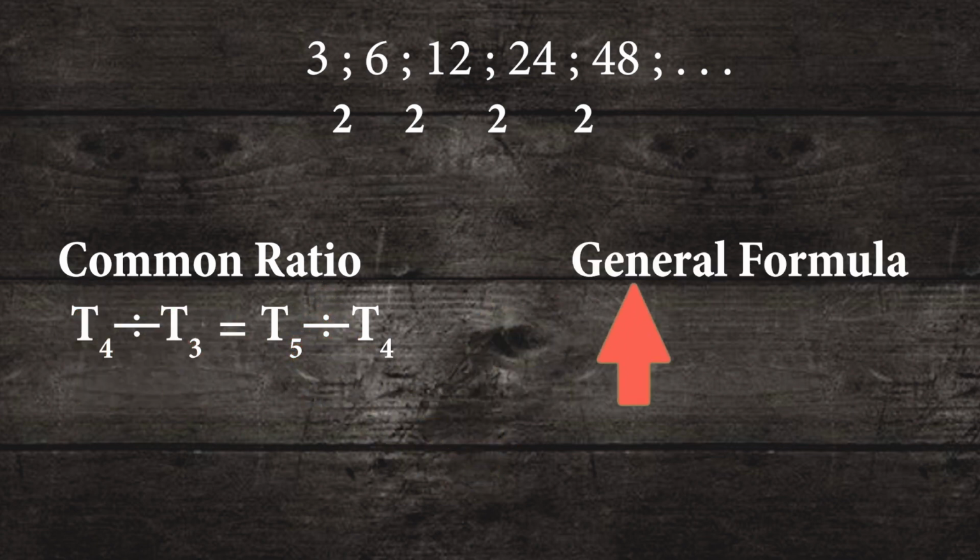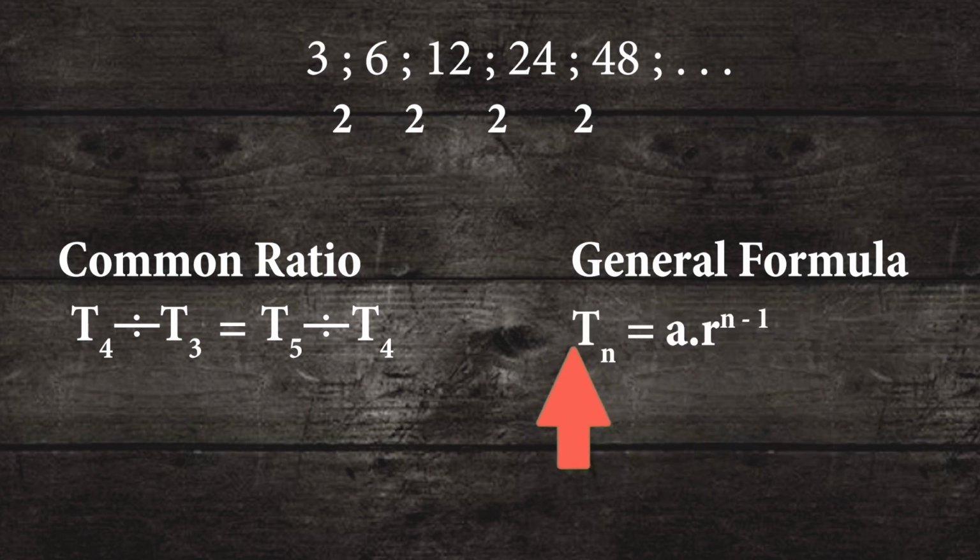Now, the general formula of a geometric series looks like this. The term in the nth position is equal to a times r to the power of n minus 1. What we would like to do is find the numerical value for a as well as r. Well, a is the first term in the series. It is term 1. That is what a is. And r is the common ratio. Now let's look at an example and how we can determine the general formula.